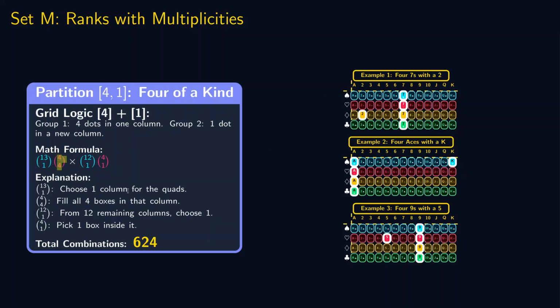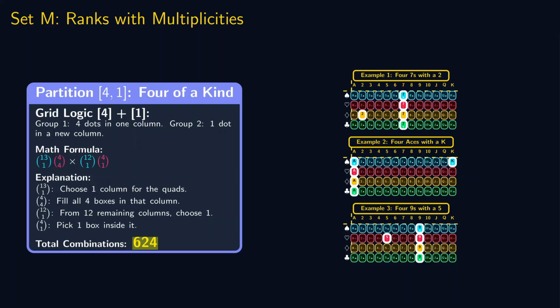For the second group, the kicker, we have already used one column. That leaves 12 columns remaining. We choose one of them, so we write 12 choose 1. Then within that column, we pick one of its 4 boxes. One suit for our kicker, so we write 4 choose 1, which equals 4. The second part gives us 12 multiplied by 4, which is 48. Multiplying both parts together, we get 13 multiplied by 48, which equals 624. There are exactly 624 four-of-a-kind hands in a standard deck of 52 cards.